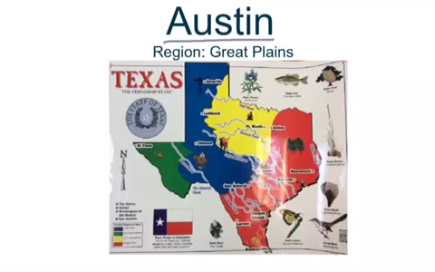Now, the city of Austin is located in the Great Plains region. As we can see there, there's Austin in our blue area, the Great Plains, right there. Now, it's on the very edge of the Coastal Plains and the Great Plains regions, where it gets to have both of these regions, and it makes Austin such a unique city.